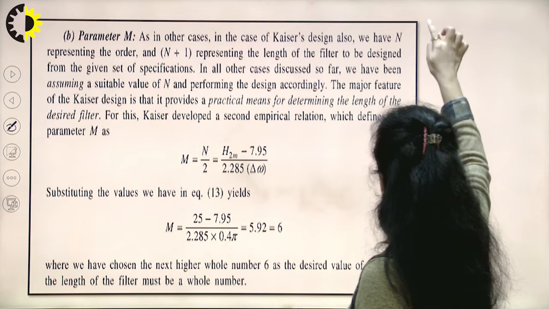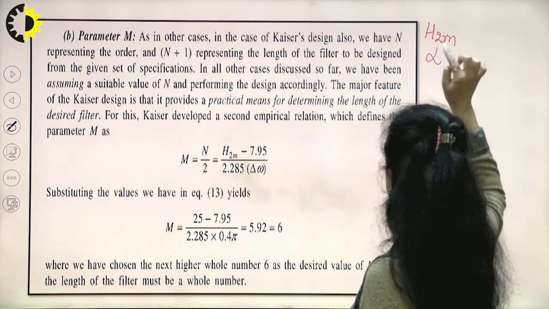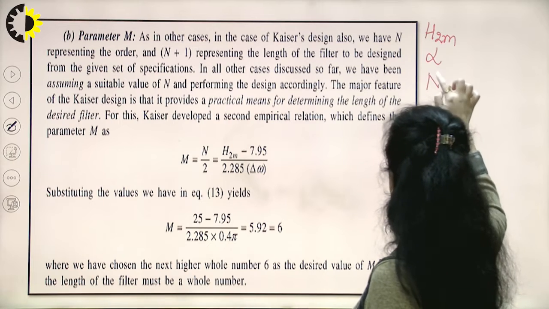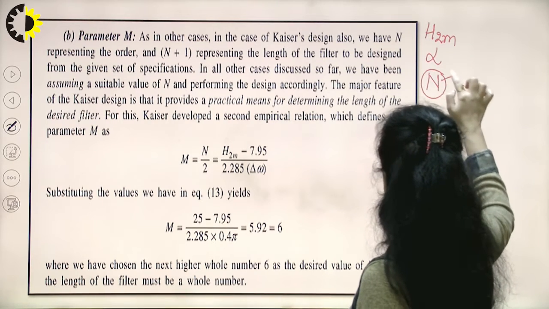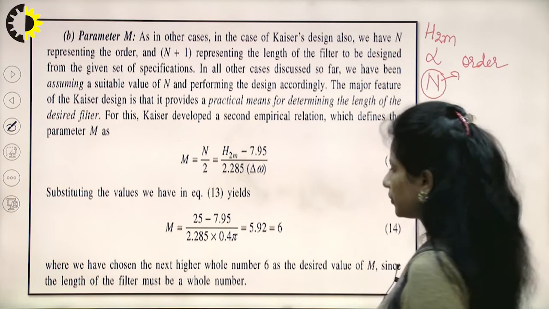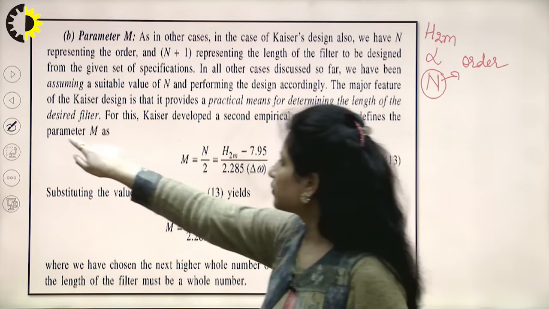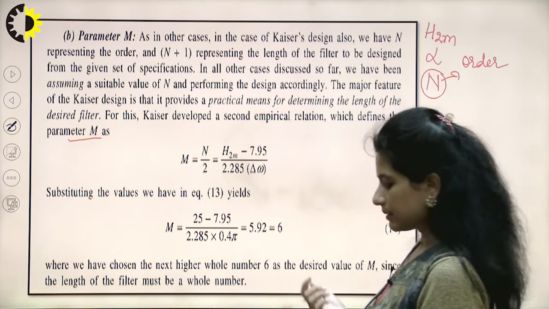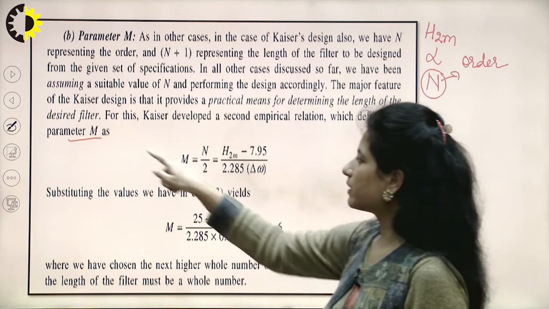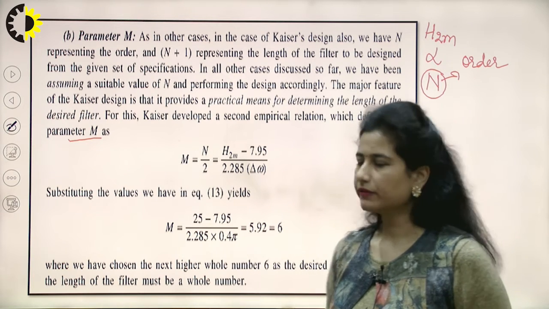Once I have calculated H2M, I have calculated alpha. Now I need to calculate the value of N, which is the important value. That is the filter I am designing, its order has to be calculated. So first of all, this parameter M would be calculated and order would simply come from this particular value. If I multiply M by 2, it is equal to the order of that particular filter.